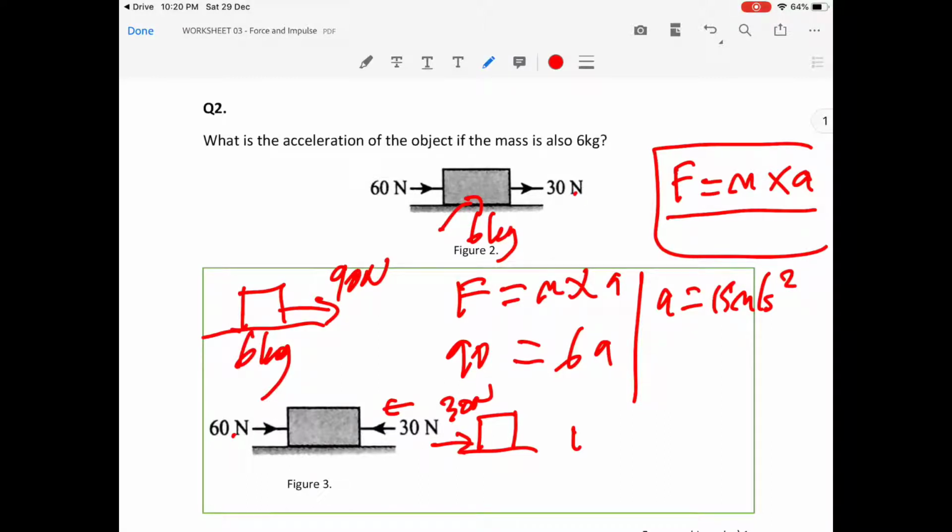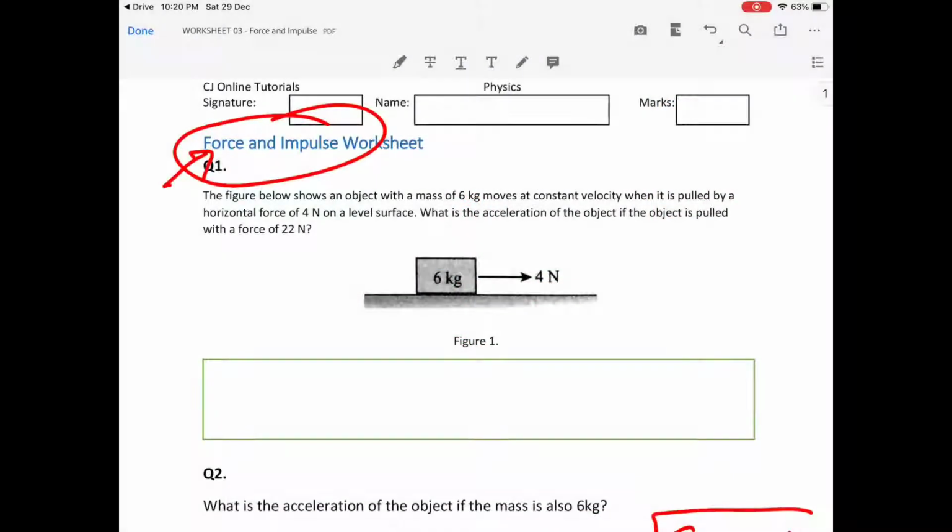Again, just use the equation. Force equals 30 newtons, mass equals 6 kilograms, and acceleration is what we want to find out. Plug into your calculator: 30 divided by 6, you can calculate it mentally, 5 meters per second squared. Let's try another question.